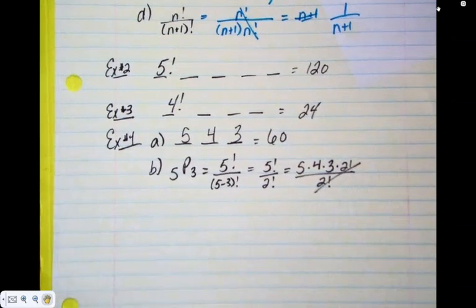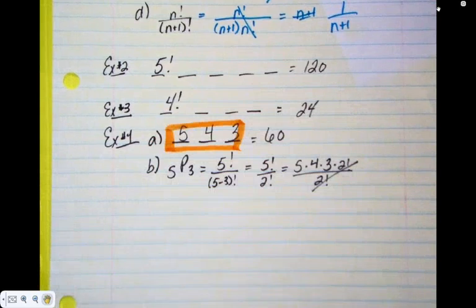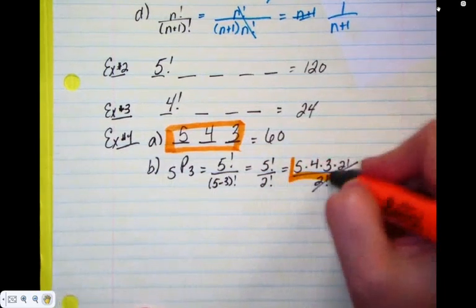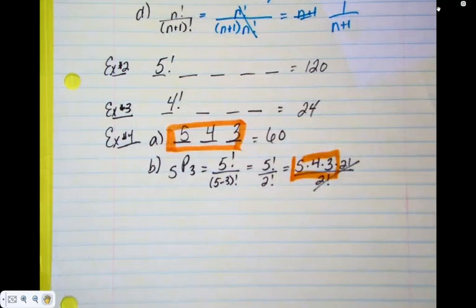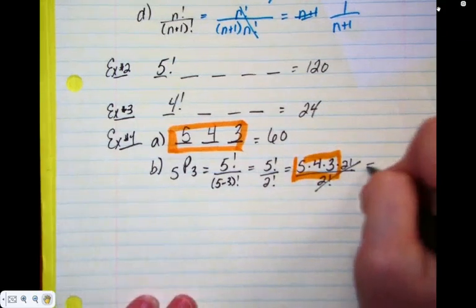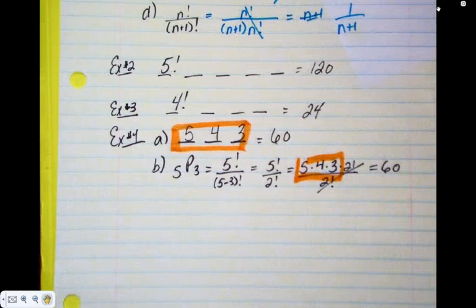So I'm just going to highlight. Here we had a 5 times a 4 times a 3. What do we have here once we cancel? A 5 times a 4 times a 3. That's why you can do it either way. It's going to be the exact same thing. Total of 60.